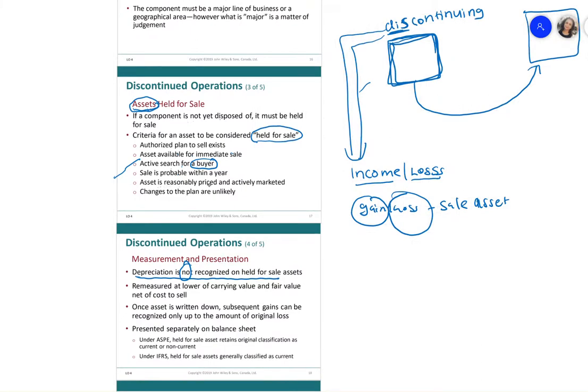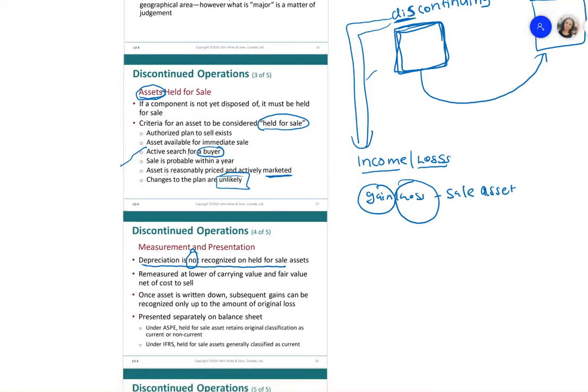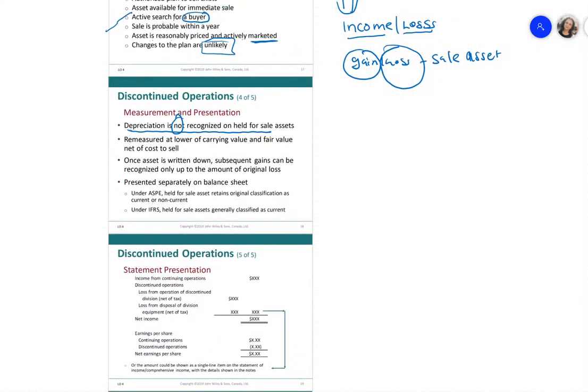The asset has to be reasonably priced and actively marketed, which means you have to have advertising. That's what marketing is. Changes to the plan are unlikely. Once we decide to have this asset held for sale, we cannot change our mind saying that we decided not to sell, because you already classified that asset as held for sale. You cannot change your mind on that. Remeasure at the lower of carrying value and fair value net of cost.